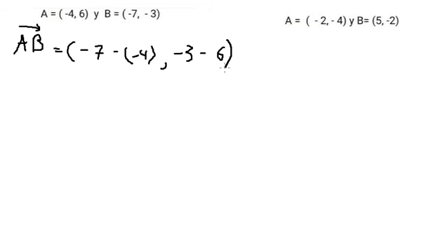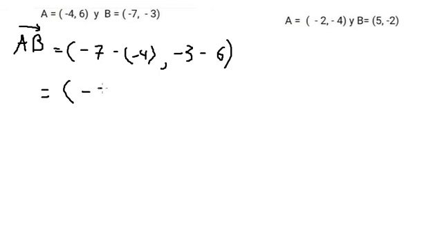The topic today is about finding the line that goes through 2 points in here. So now I will show you how to answer. We need to find vector AB. To find vector AB, the value of this one is negative 7 minus negative 4. This is for X. This is for Y, negative 3 minus 6.